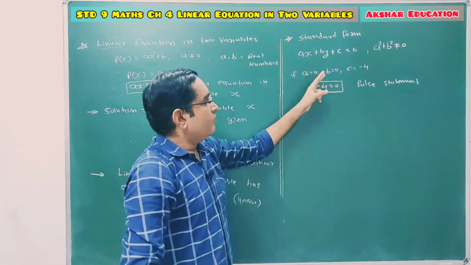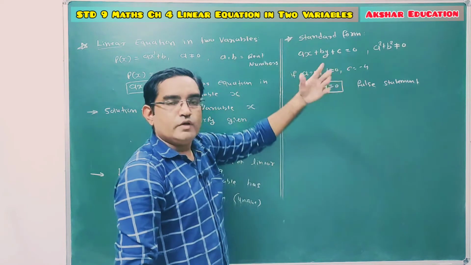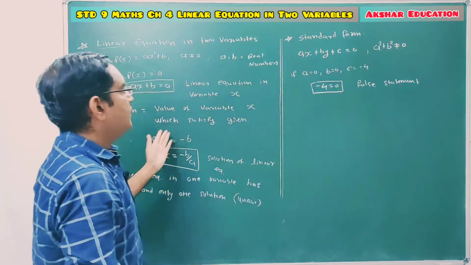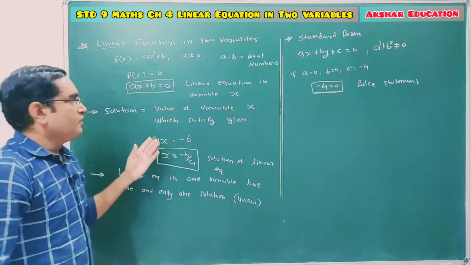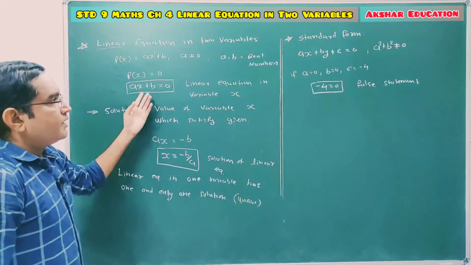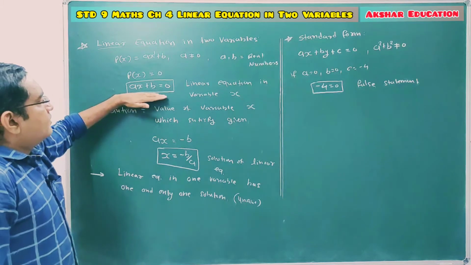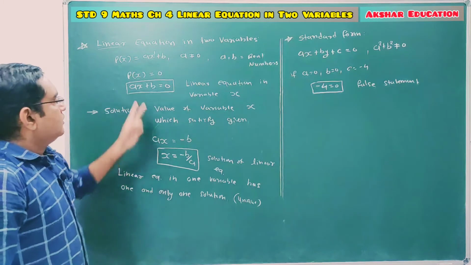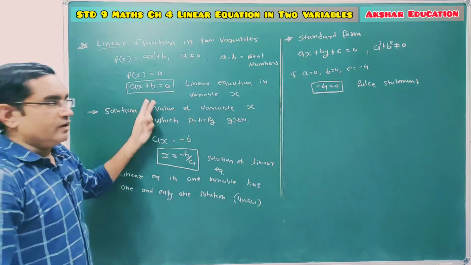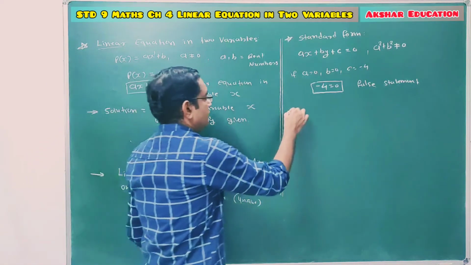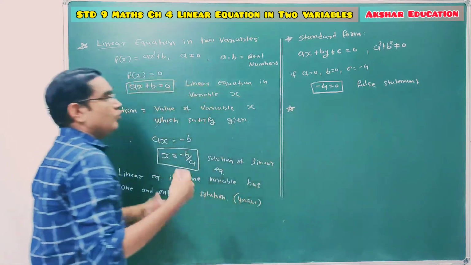At a time a or b can be 0. Done? So if a or b is 0, that linear equation in two variables will be converted into a linear equation in one variable. Any linear equation in one variable can be written in the form of a linear equation in two variables. Suppose this example is there, ax plus b equal to 0.